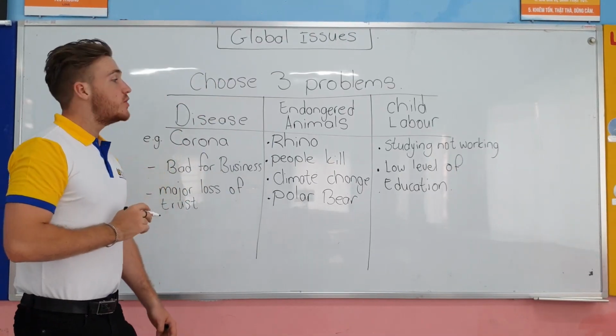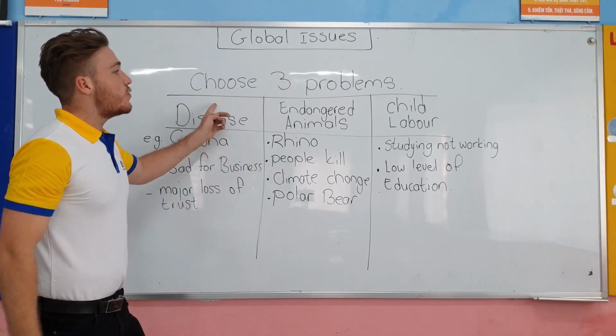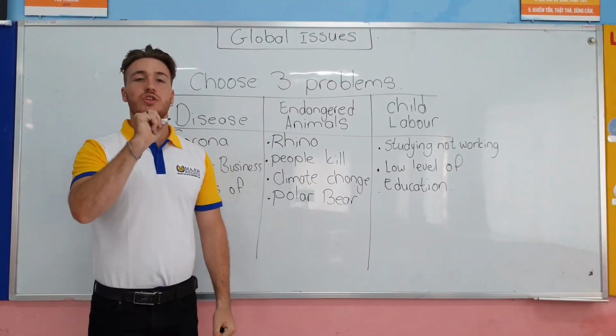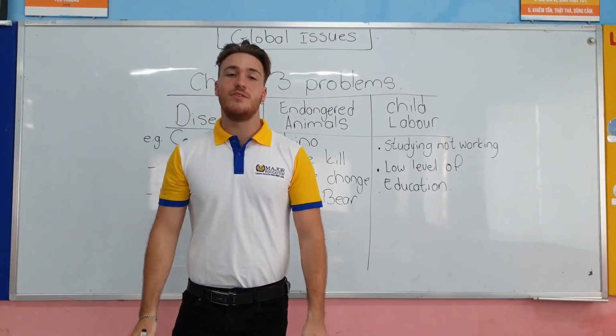Now I want you to do the same thing. I want you to make 3 different columns and choose 3 topics. And I want you to write information about each topic.